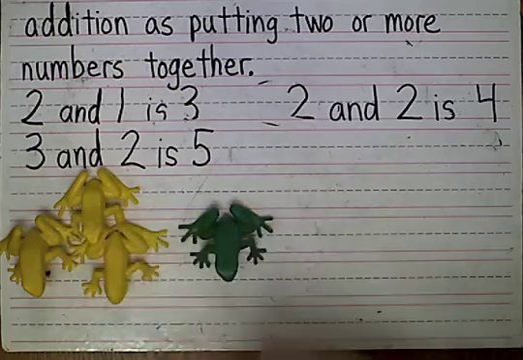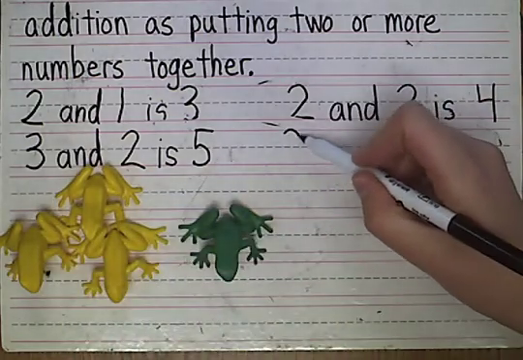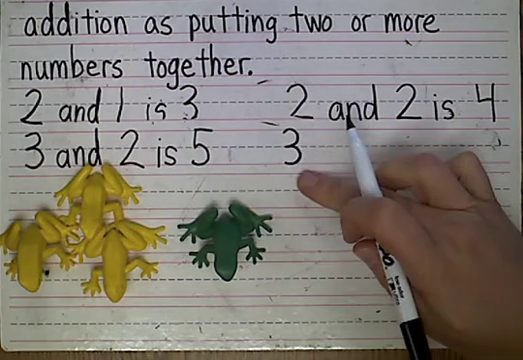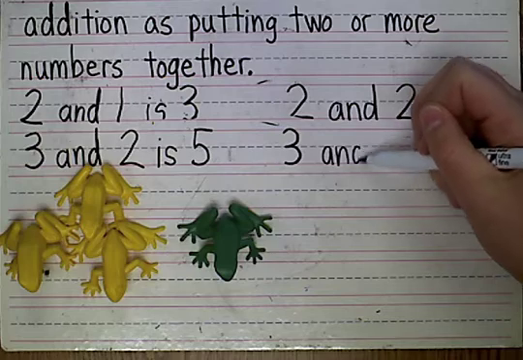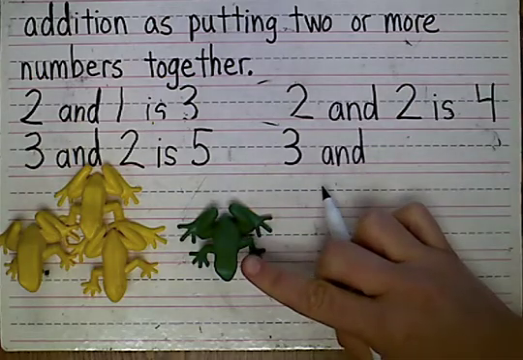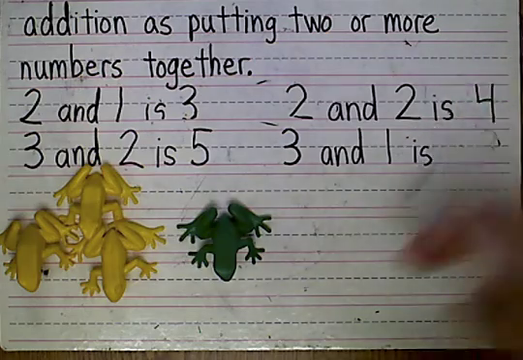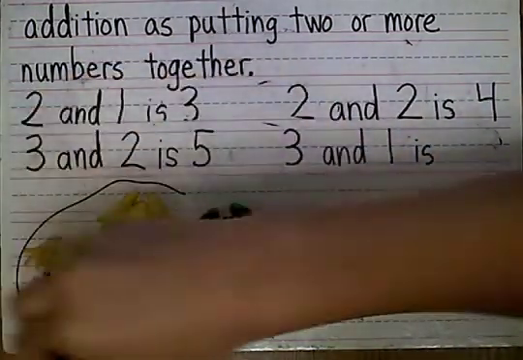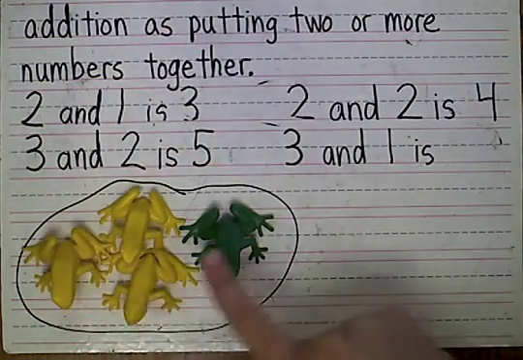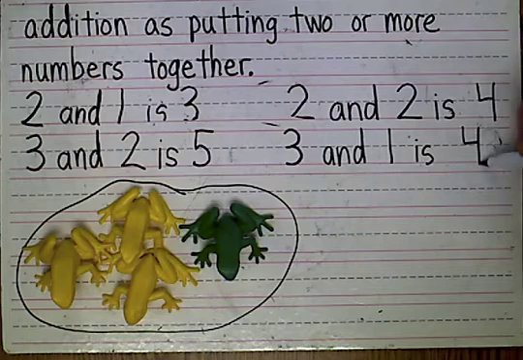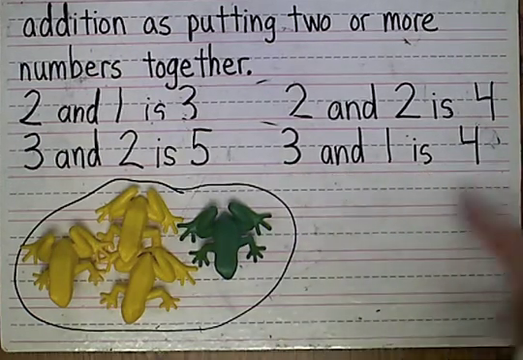How many yellow frogs do we have? 1, 2, 3. Around the tree. That's the way you make a 3. And, A-N-D, and how many green frogs do I have? 1. Is, I-S, how many all together? Let's count. 1, 2, 3, 4. Let's read our number sentence. 3 and 1 is 4.